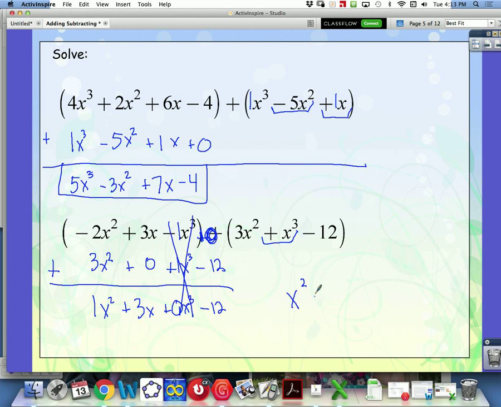We always write in order from biggest exponent to least. So 3x minus 12. And there's your answer. And that's really all there is to adding. So now let's go ahead and look at subtracting.